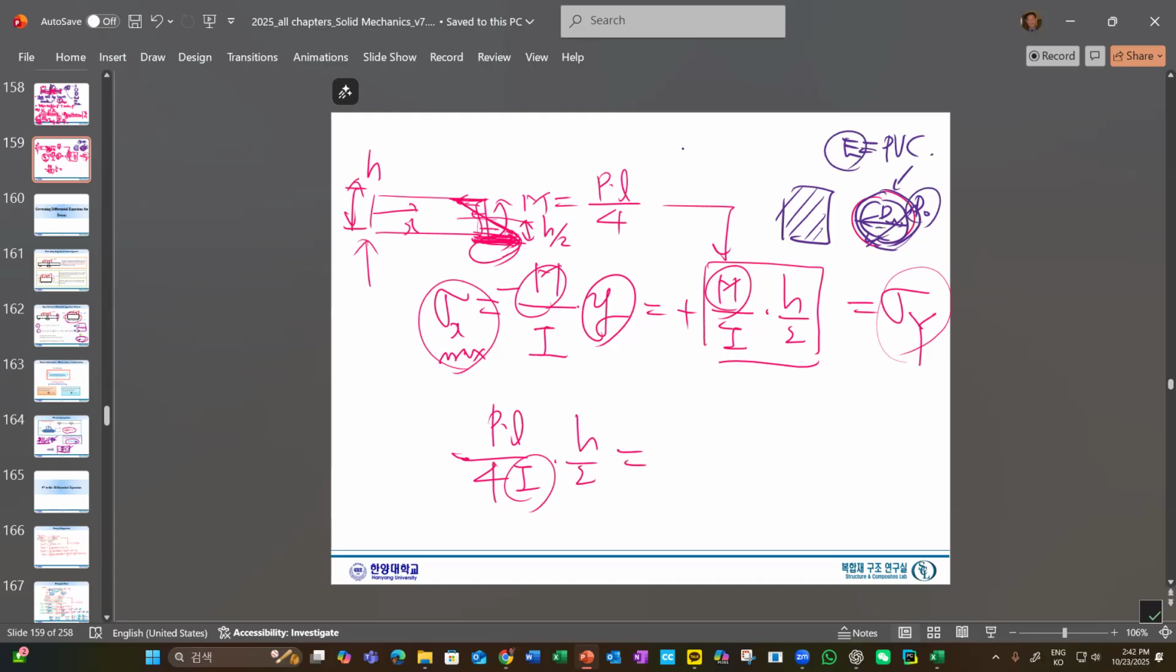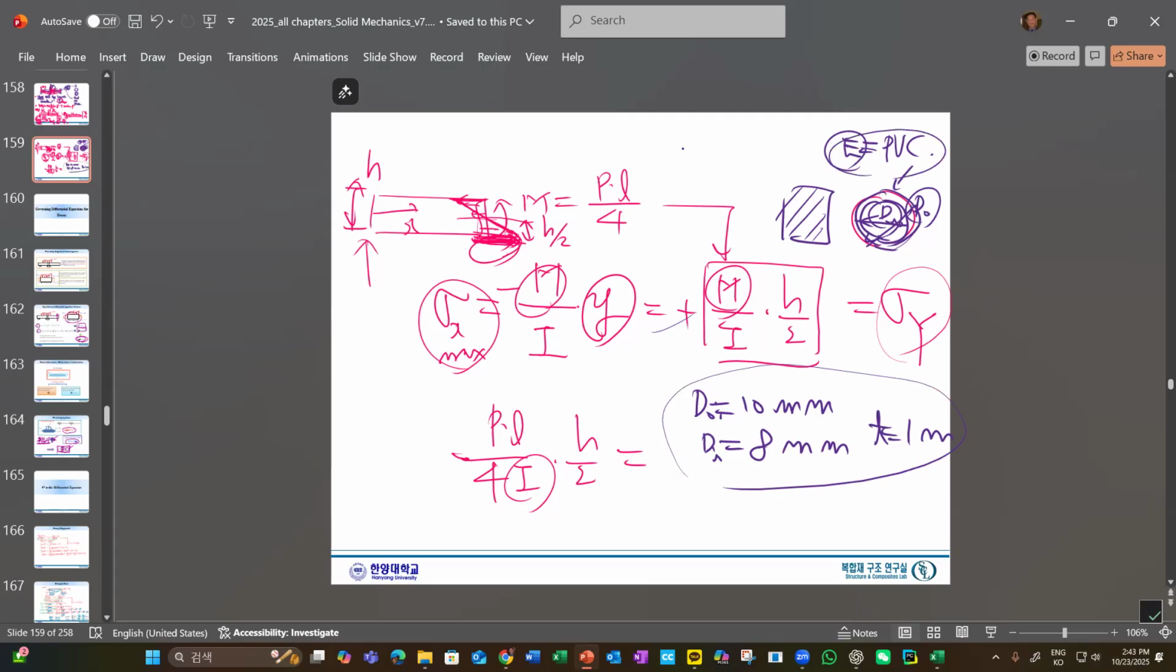What are D0 and DI? D0, I would say 10 millimeter. DI, I don't know exactly. I cannot open it. But let's say 8 millimeter, so that the thickness is 1 millimeter. See, this is the geometry, and this is the Young's modulus.